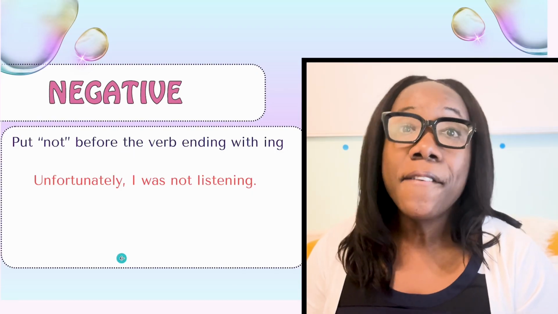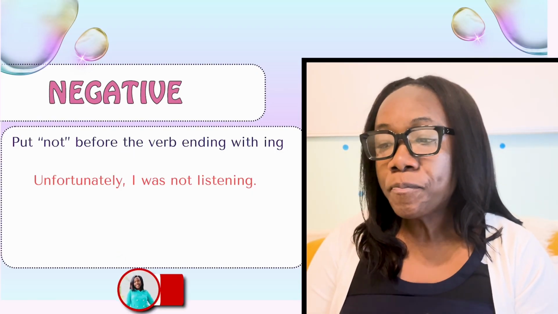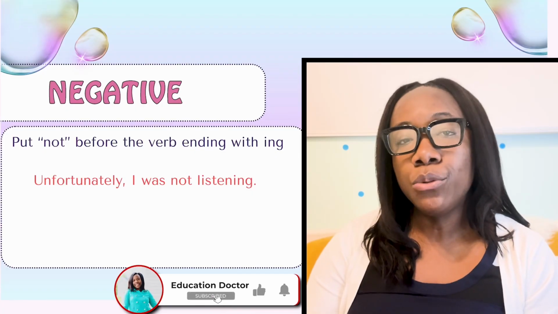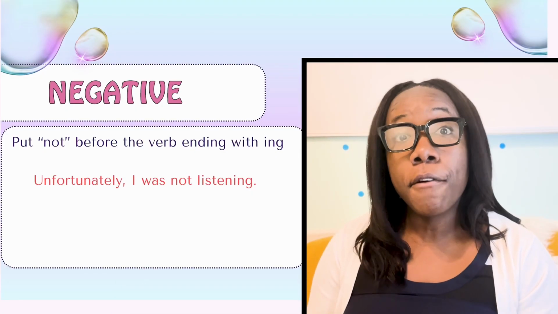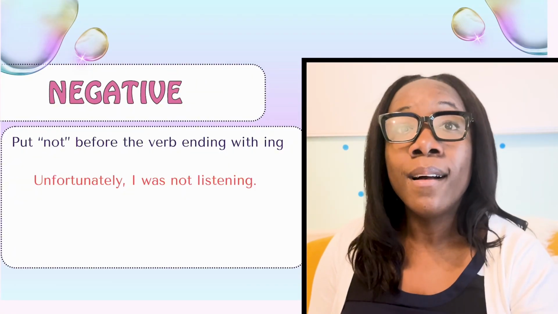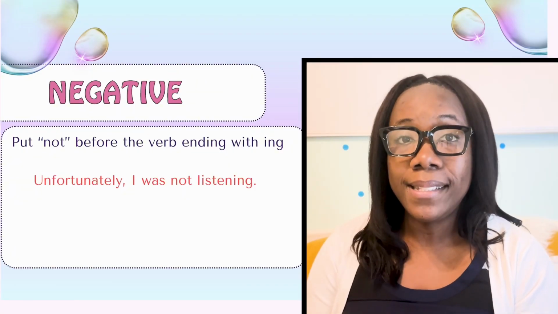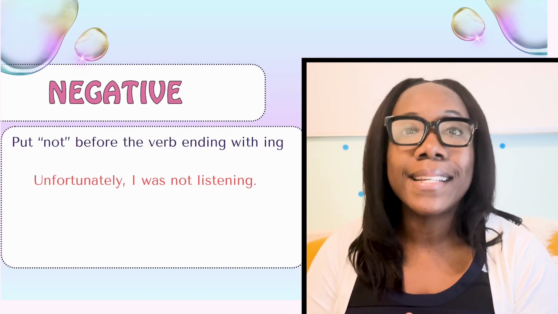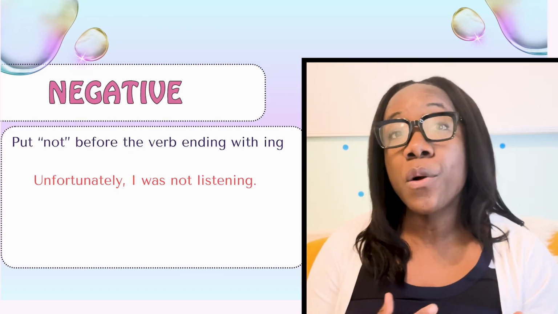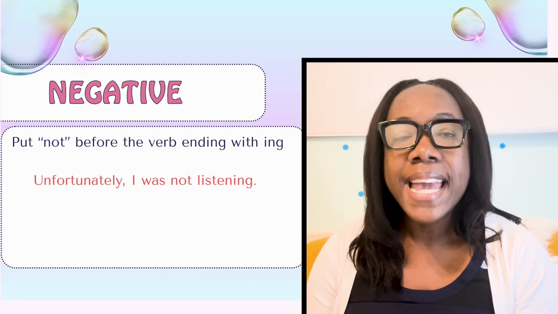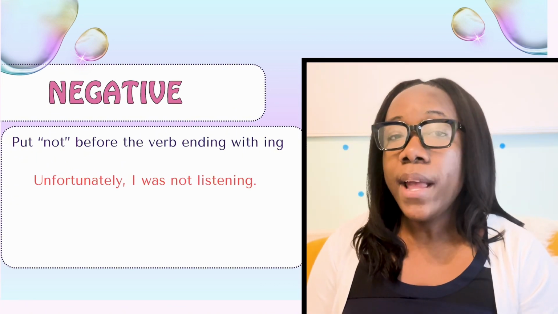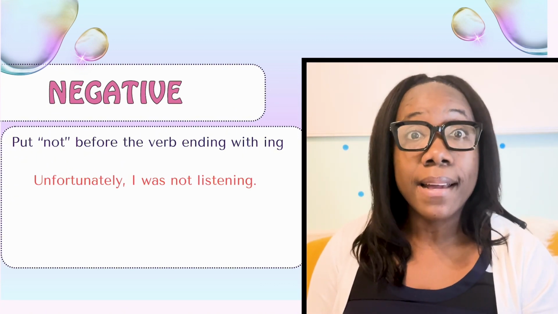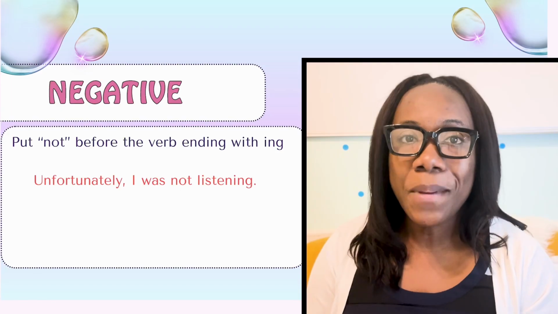Right? The negative of the past continuous similarly is formed by including not after the verb to be. So you could say, unfortunately, I was not listening, or you could use the contraction and say, unfortunately, I wasn't listening. The contraction for was not is wasn't, and the contraction for were not is weren't. So they were not speaking to each other. They weren't speaking to each other.